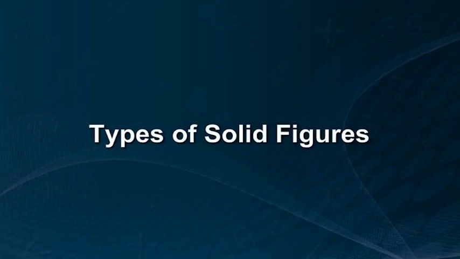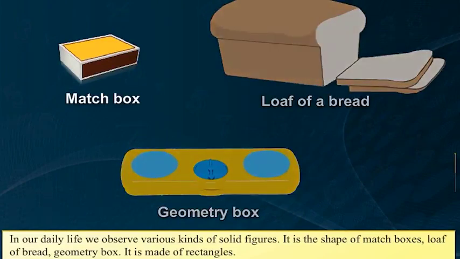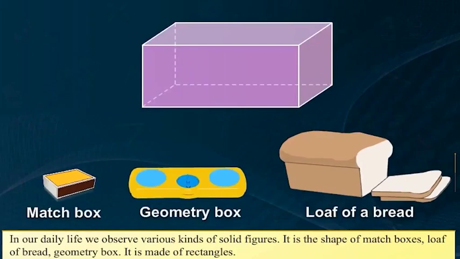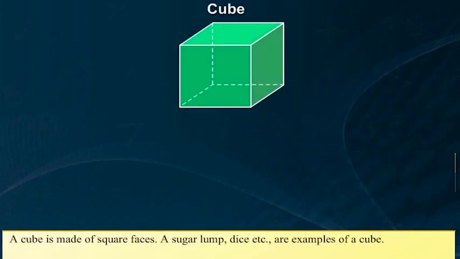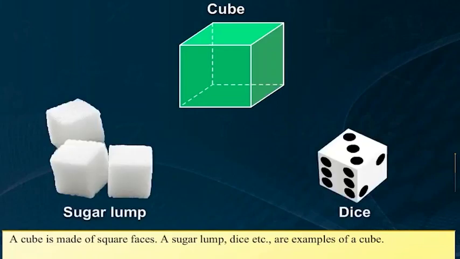Types of solid figures. In our daily life, we observe various kinds of solid figures. A cuboid is the shape of matchboxes, a loaf of bread, a geometry box. It is made of rectangles. A cube is made of square faces. A sugar lump, dice, etc., are examples of a cube.